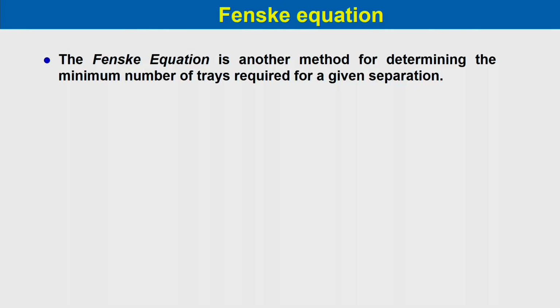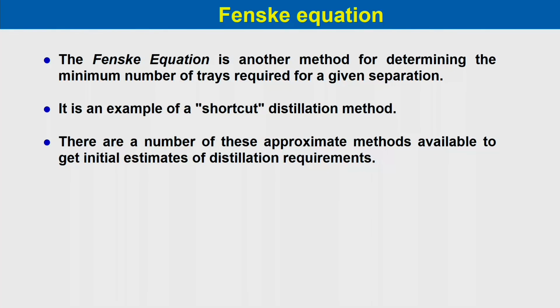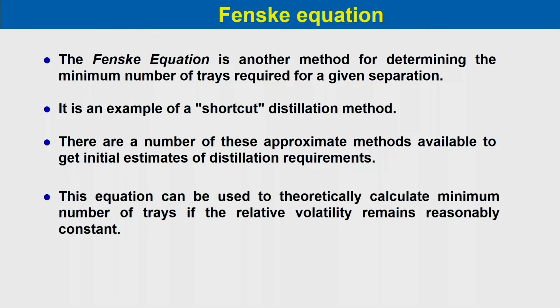Now, we will consider the Fenske equation, another method for determining the minimum number of trays required for a given separation. This is the analytical method. It is an example of a shortcut distillation method. There are a number of these approximate methods available to get an initial estimate of distillation requirements. This equation can be used to theoretically calculate the minimum number of trays if the relative volatility remains reasonably constant throughout the column.